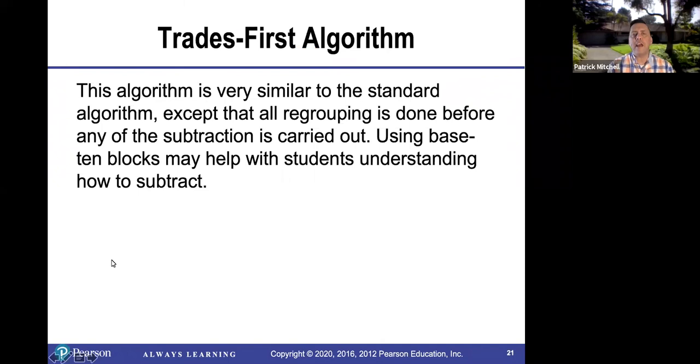The trade-first algorithm is very similar to the standard algorithm, except that all regrouping is done before any of the subtraction is carried out. Using base 10 blocks may help with students understanding how to subtract.